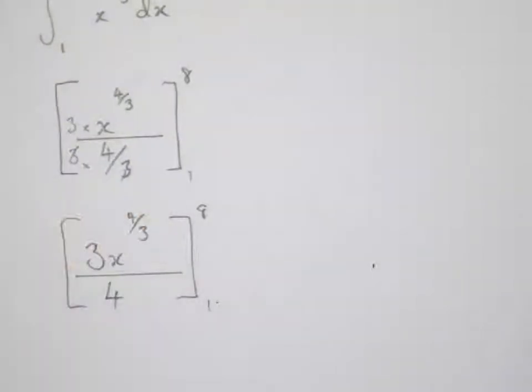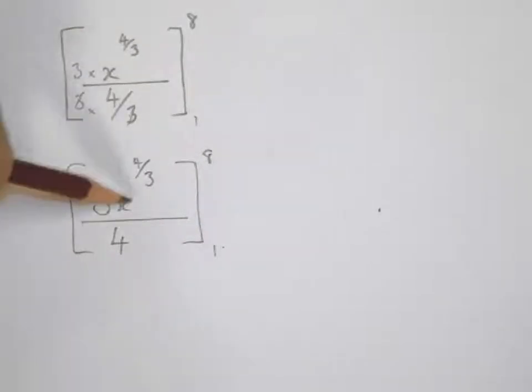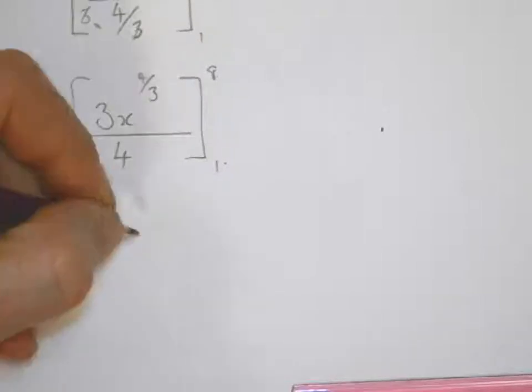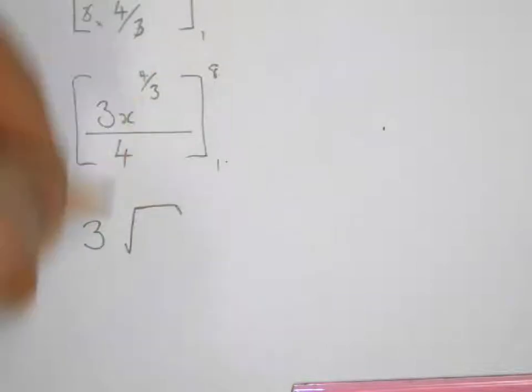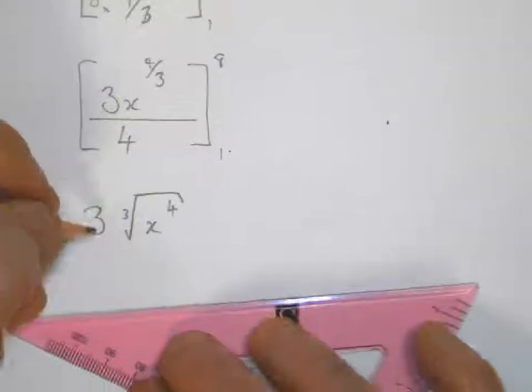Now it's possible to do this question without using a calculator, so what I'm going to do is change this now back into a surd. So I can do that by writing 3, now that's going to be the cube root of x to the power of 4 divided by 4.